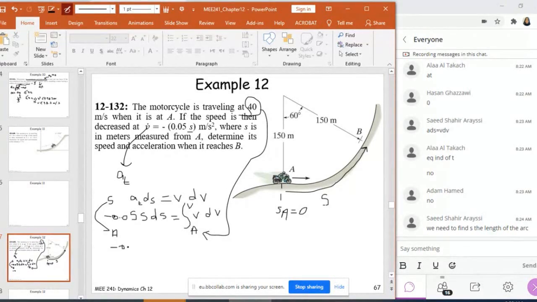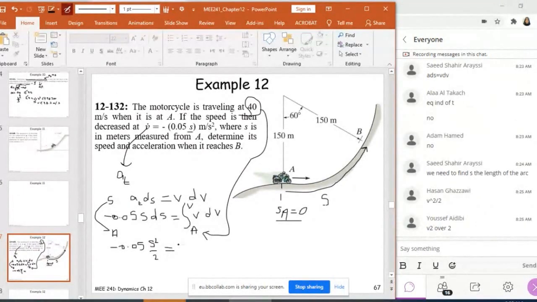It's minus 0.05 S squared over 2, right? And it's between A and S, and I know that SA is equal to 0, right? So it's minus 0.05 S squared, and what's the integration of VdV, guys? It is V squared over 2 between A and V, right? So I'm gonna do it like this, minus VA, which is 40 squared, all right?